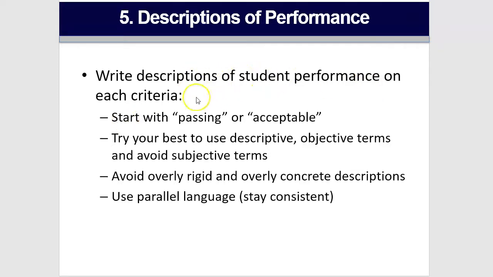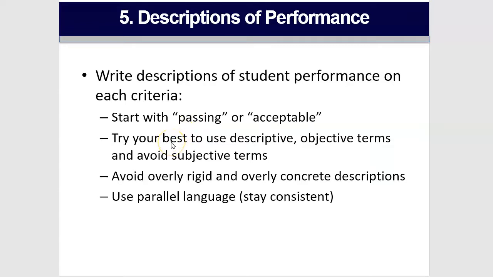So write descriptions of student performance on each criteria. I recommend you start with passing or acceptable work. So if C's get degrees, what is the C level? What does a C level of organization look like? I recommend that you begin with that. What's the bare minimum for a student to pass? What does that look like for integrating sources? So ask yourself what the passing level is, define that for yourself, and then think about how you would describe that to students. That's where I start when I'm writing a rubric, thinking about that passing level.